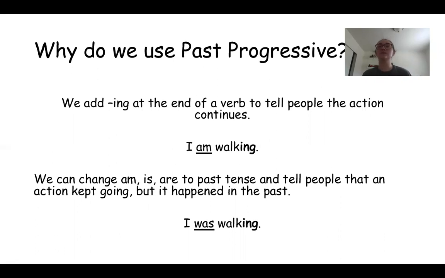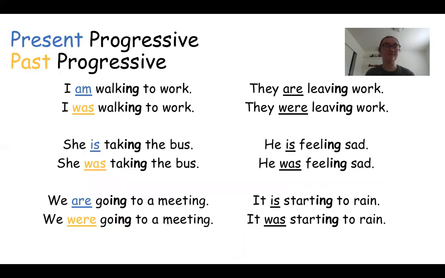Because when we use simple past, it means that an action happened, but it stopped right there. It happened and it ended in the past. And when we use past progressive tense, it means that we're saying, okay, something happened and it kept going and it was happening and then it stopped, but it stopped in the past. So I was walking is past progressive tense.